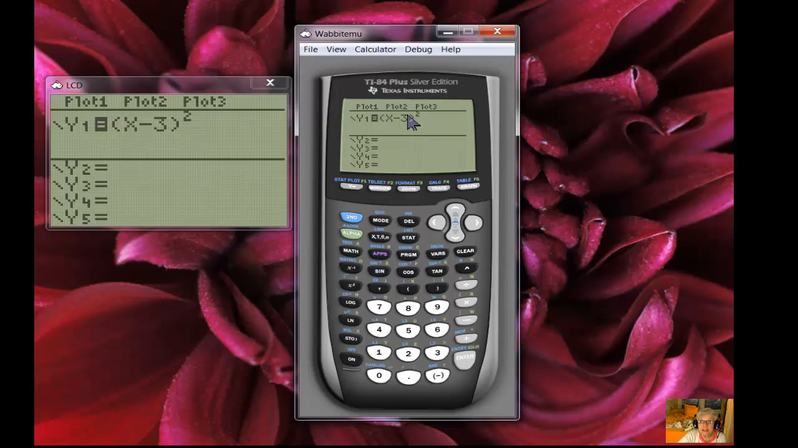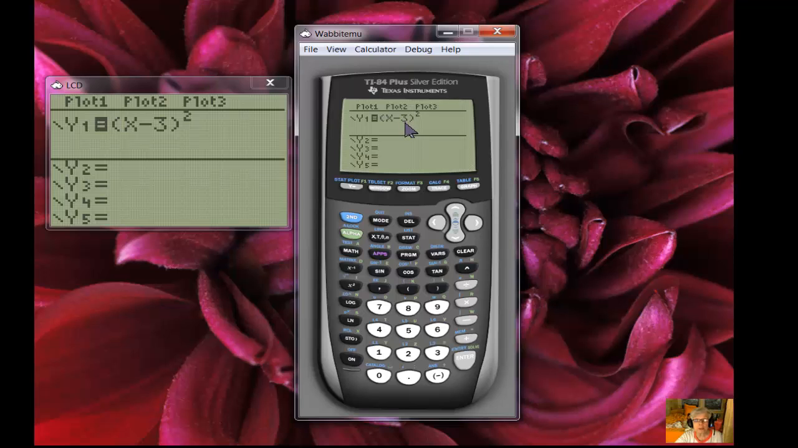Generally speaking, if you have parentheses and either a minus a number or a plus a number at the end of the x in parentheses, you're going to move in the opposite direction from the sign. Okay, and there's a reason for that, but I don't want to go into it right now. I'll go into it in class.